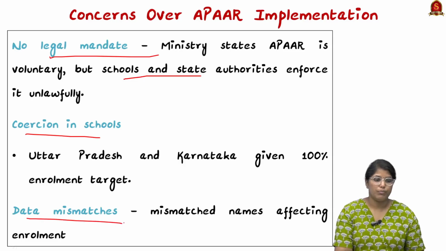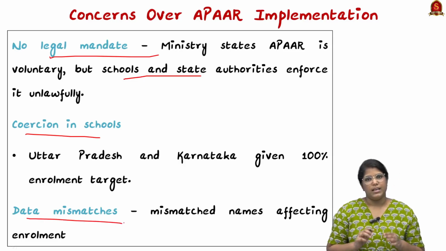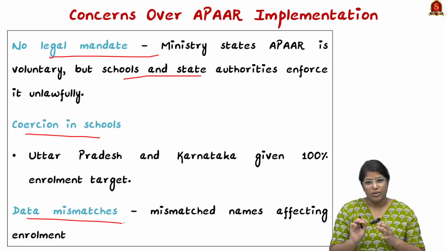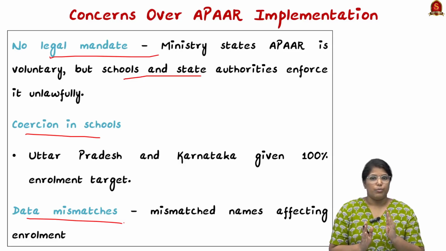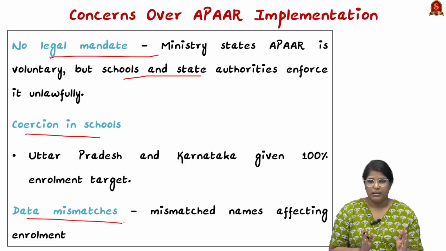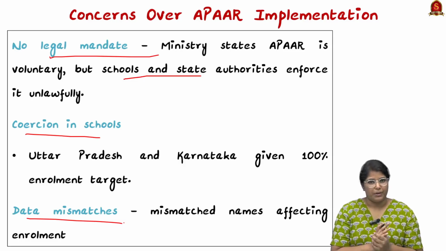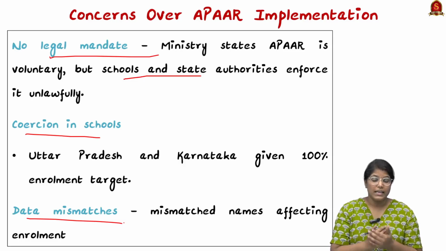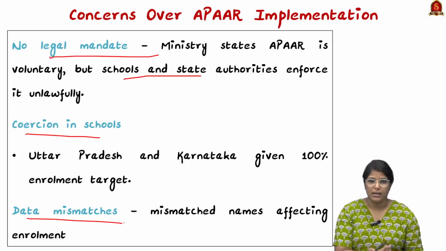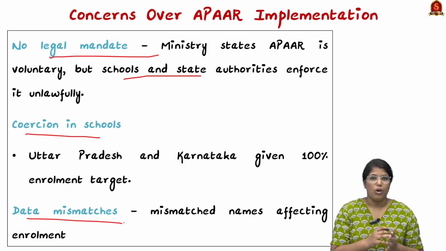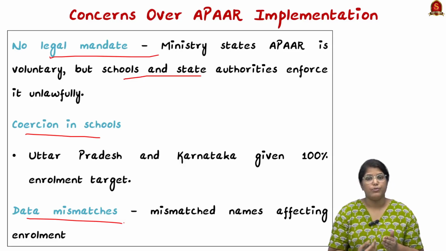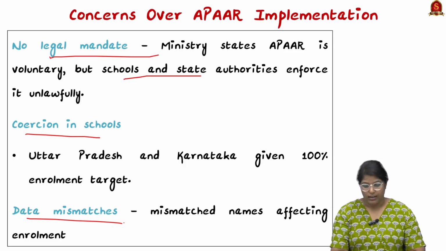Now, the third important issue is data mismatch. See, each and every letter in your name is very, very important. So, when it is not aligned with the Aadhaar, what happens? Enrollment will be stopped. So, this will hinder the person from being properly enrolled into the system. So, a lot of rules and regulations should be made flexible for the people to enroll into this particular portal.